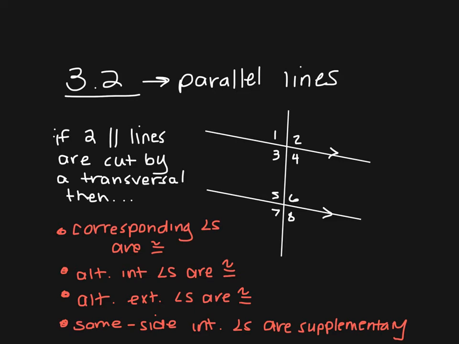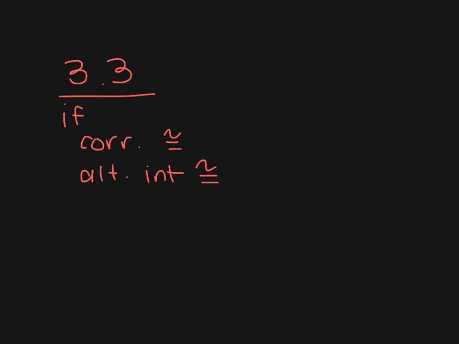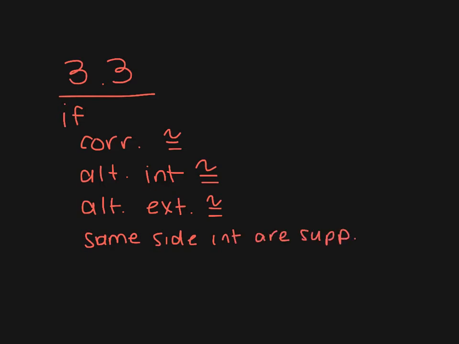So if they're corresponding, you know they would be equal. If they're alternate interior, they would be equal. Alternate exterior equal, and then same side interior would be supplementary. And then in 3.3, we reversed it and we said what angle relationships would make the lines parallel. So if corresponding are congruent, if alternate interior are congruent, if alternate exterior are congruent, or if same side interior are supplementary, then the lines are parallel.